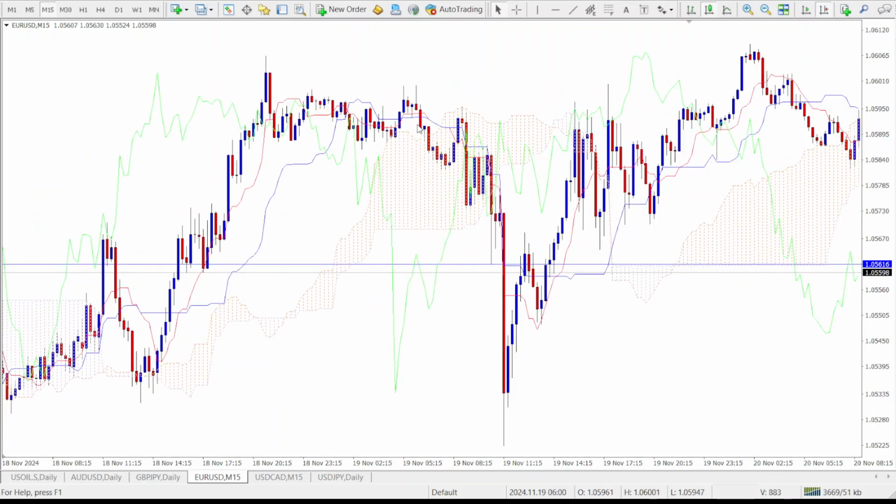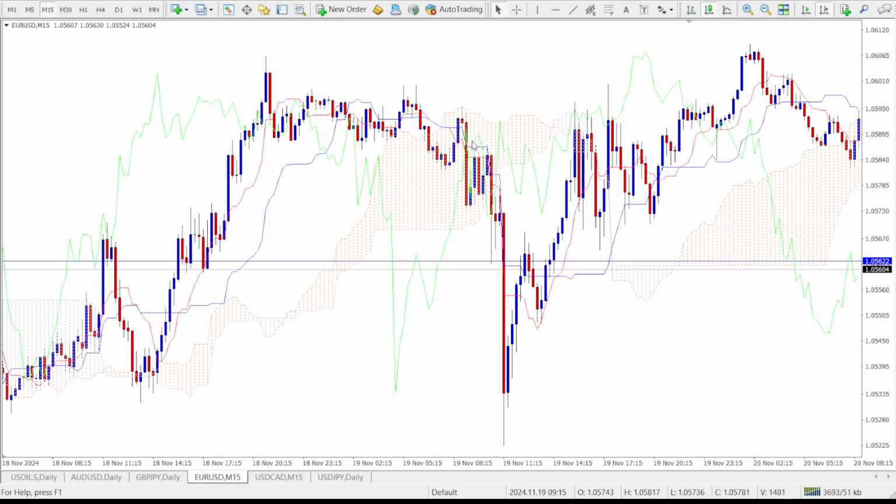But whenever you have the price within the cloud, because the Senkou Span A and Senkou Span B form the Kumo Cloud, you can see this is the Senkou Span A, this is the Senkou Span B. So the hatched area is what we have as the Kumo Cloud. Whenever you have price within it, you can just decide to stay out. But the combination of the Senkou Span A and B actually serve as dynamic support and resistance levels.